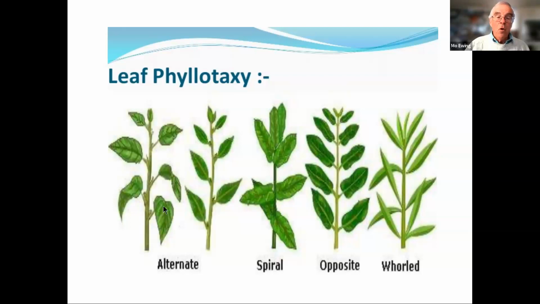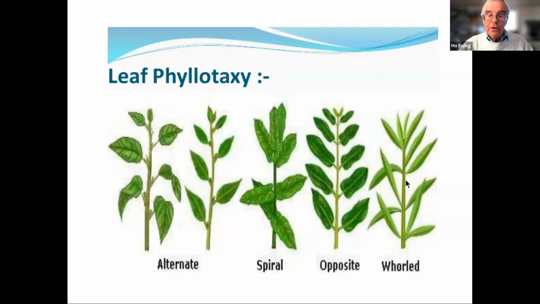The leaves are alternate, which means that they come out of each side of the stem on an alternate basis. Or they come out opposite, which means that a leaf comes out of each side of the stem from the same point. And then sometimes they're spiral, and sometimes they're whorled, which means that three leaves will come out of the same point in the stem.